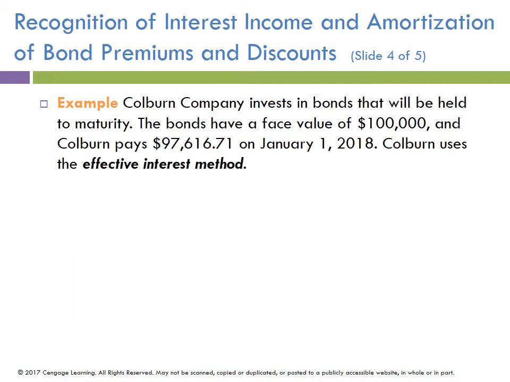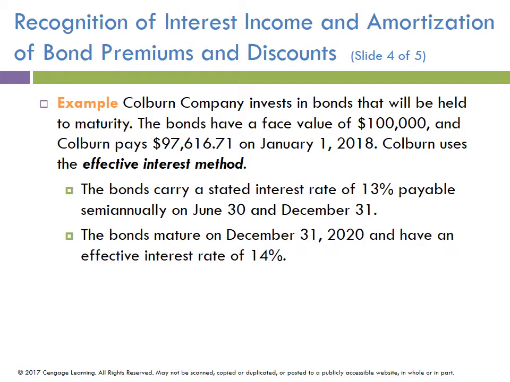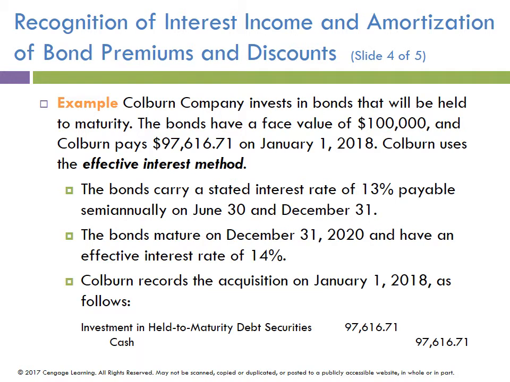Now, what happens if it's the opposite? Now they're buying them at a discount, 97,616.71. Well, you're still going to debit the investment and credit cash. But now the effective interest rate or market is higher than the bond stated rate of 13%. So that's why they're selling at a discount. Coburn could have taken their money and invested it in a bond paying 14%. Why did we buy the company bonds only paying 13%? Because we bought them at less than face value.